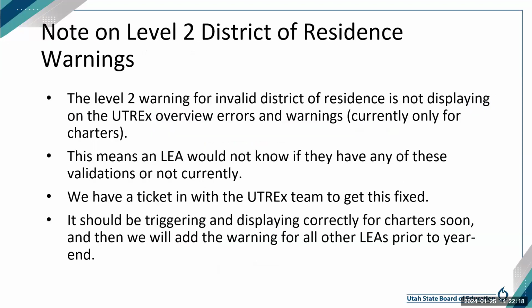Next slide. And I did just want to give a note on that level 2 district of residence warning. It may be that no one has even noticed this, but in working through some of these validations, we discovered that only the level 2 district of residence, when it's invalid, it's not displaying. And so even if a charter currently had those warnings, they wouldn't know because there's nowhere where that's showing up on the overview. So again, no one may have even noticed this, but we are going to be fixing that. So charters will start seeing those where they haven't in the past. And then when we add the validation on all LEAs, it should be displaying and triggering for everyone prior to the year-end submission.